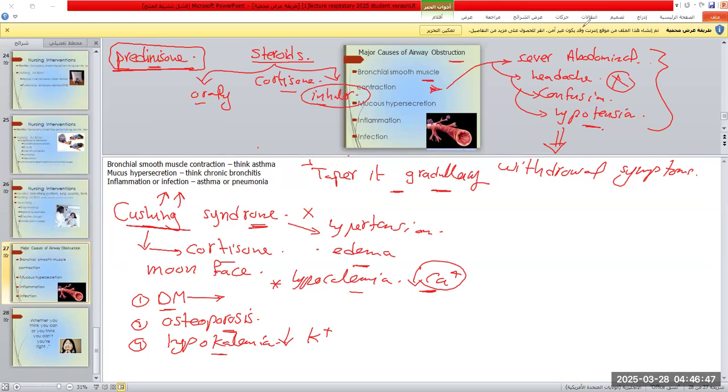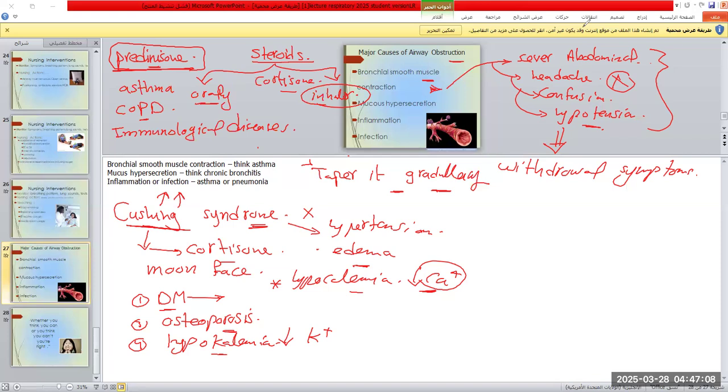So what they are used for, we use them for lots of things like asthma, COPD, and also for immunological diseases.